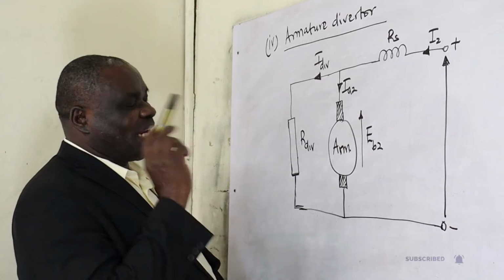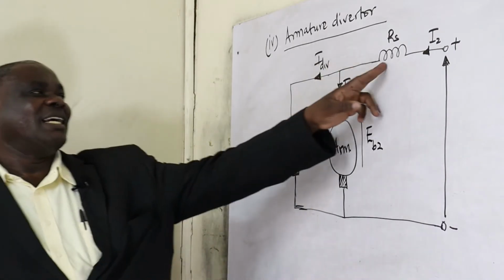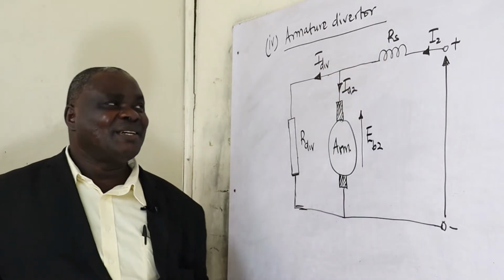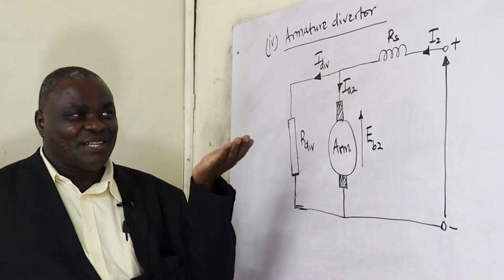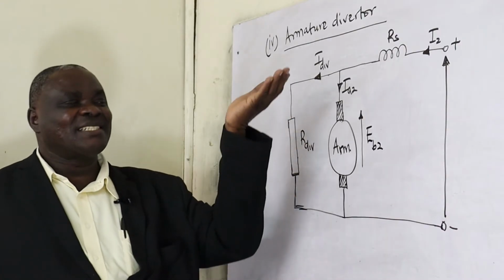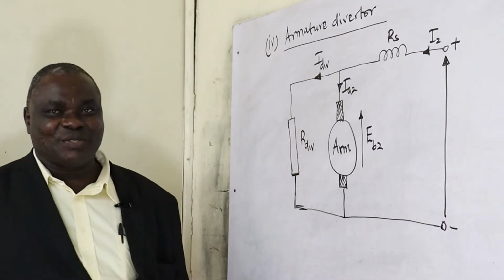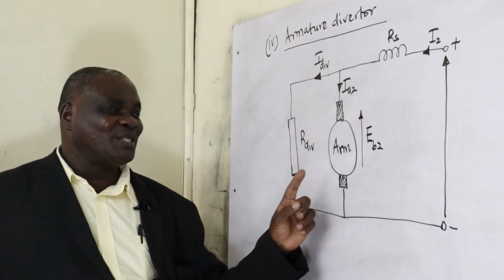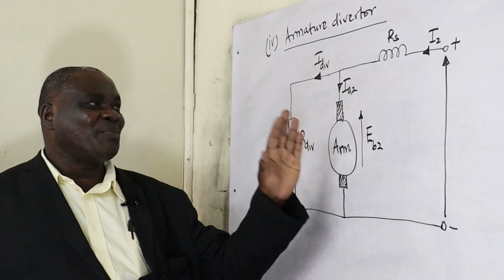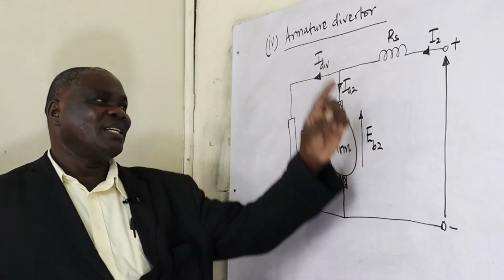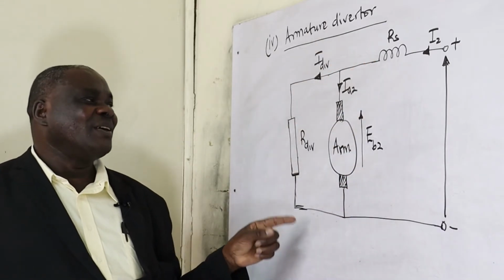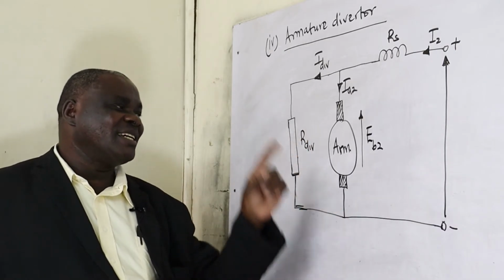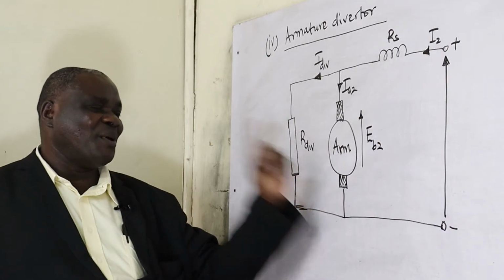More current, yes. So when we have more current, the flux that will be created by the series coil will be increased. When we increase the flux, we are going to reduce the speed. So this is the way, when you want to reduce the speed of a DC motor, by use of the armature diverter. Then we can reduce the speed of a DC series motor.